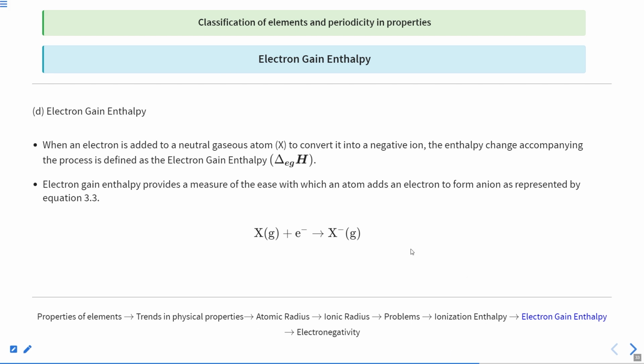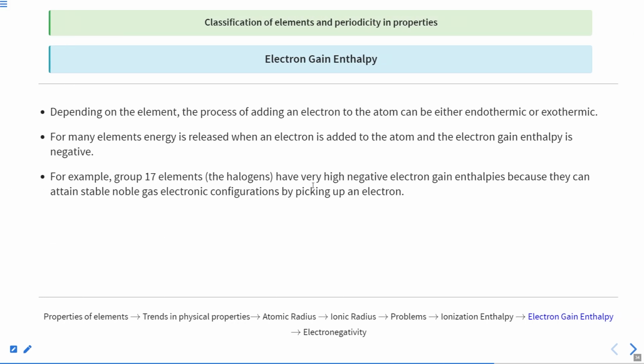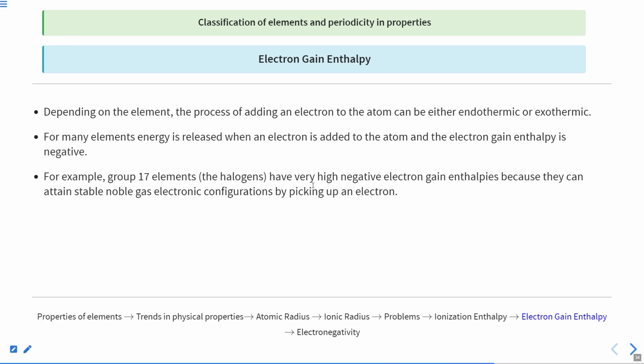So here is the equation for you. We have an element in the gaseous phase, we are adding an electron to it, and we are getting X minus, because one electron is added, therefore it results in a negative charge, and this reaction must involve some enthalpy change, and that enthalpy change is called electron gain enthalpy. Now, depending upon the element, the process of addition of electron can be endothermic or exothermic. So this is very, very important.